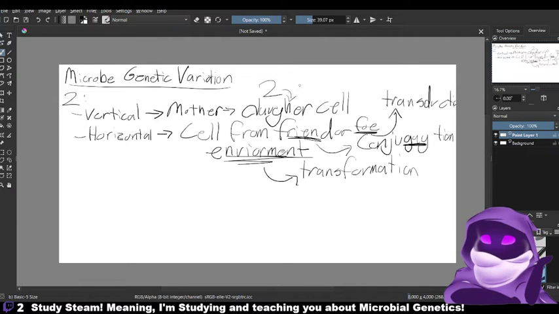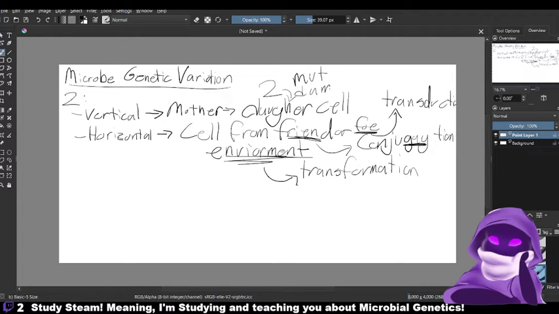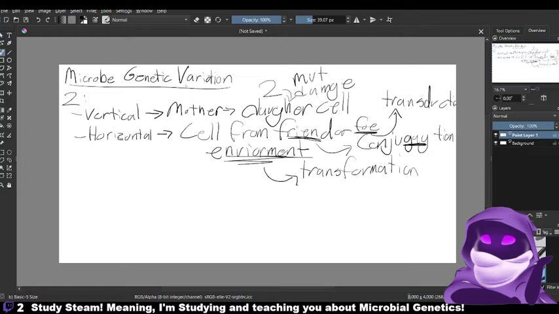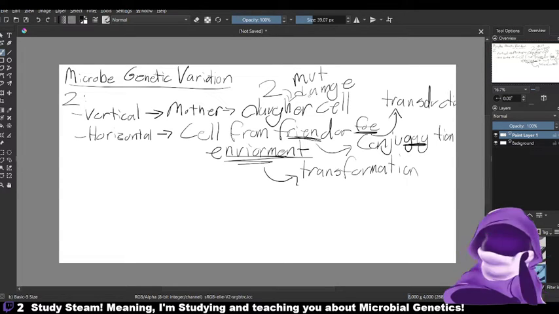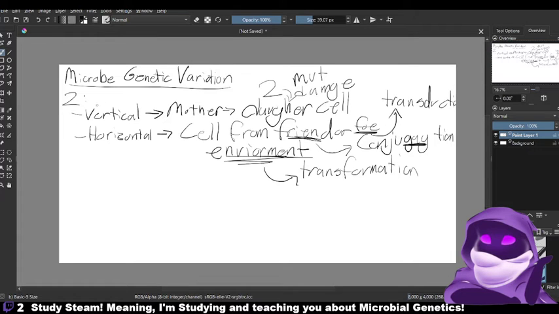and somehow a mutation happens, right? Mutation or damage, it doesn't super matter. But vertical genetic variation happens all the time, but is also maybe a bad thing. So we're not going to be talking about vertical right now. Whoosh, not going to talk about vertical.